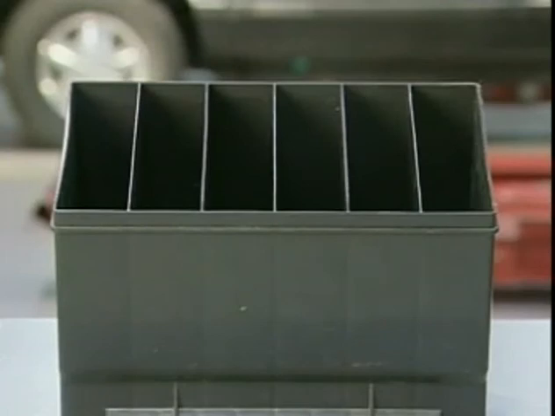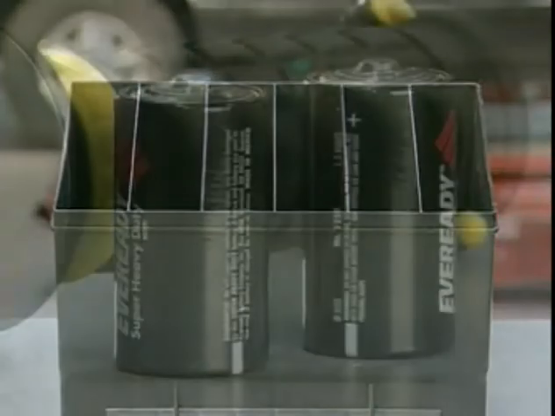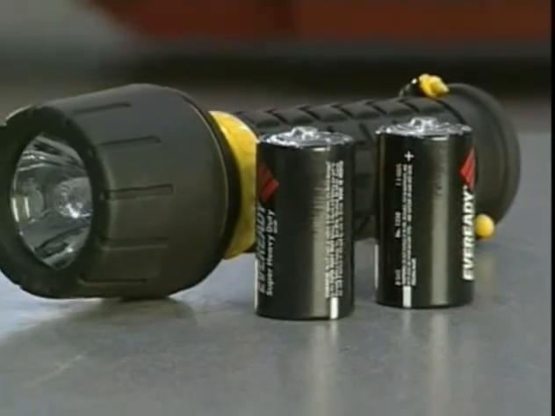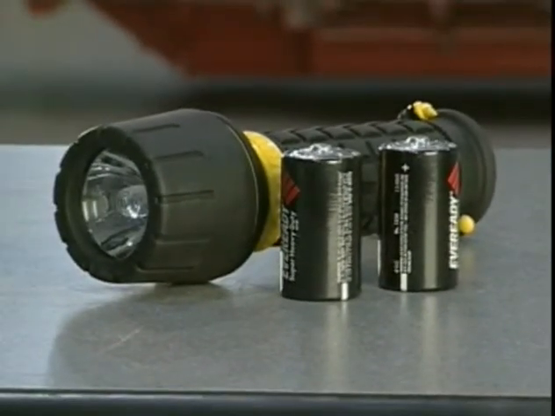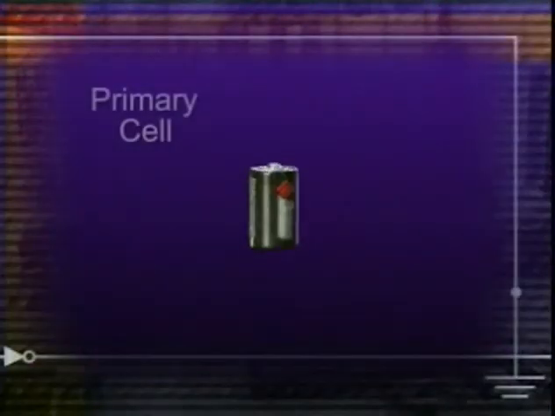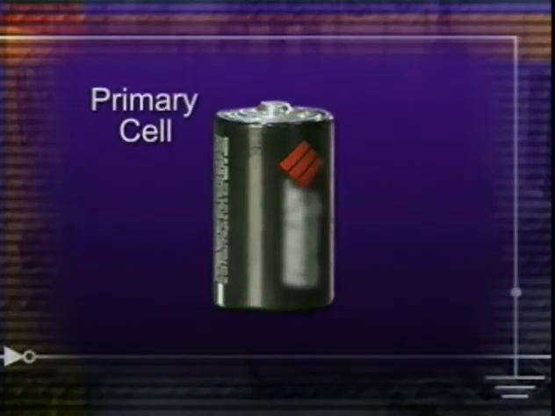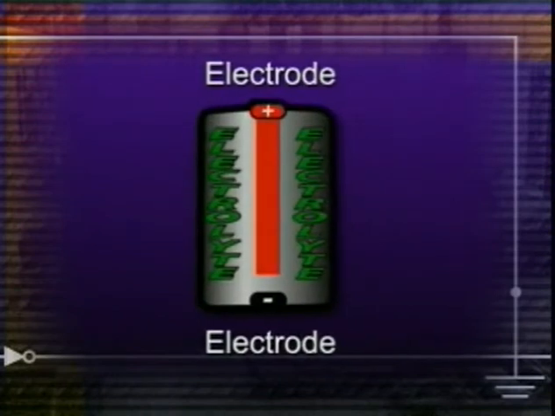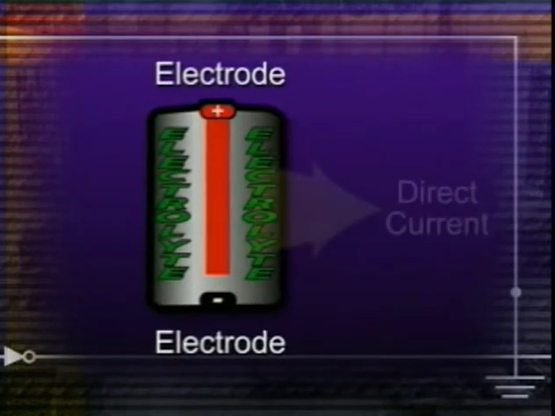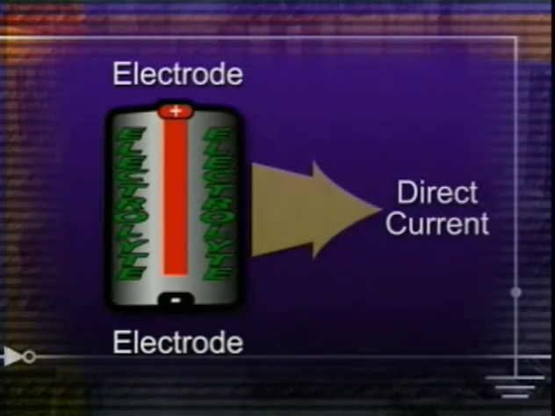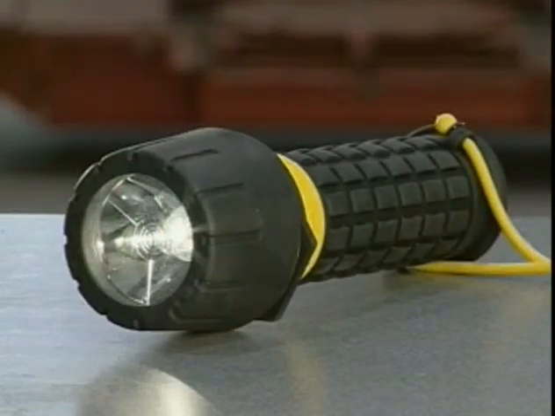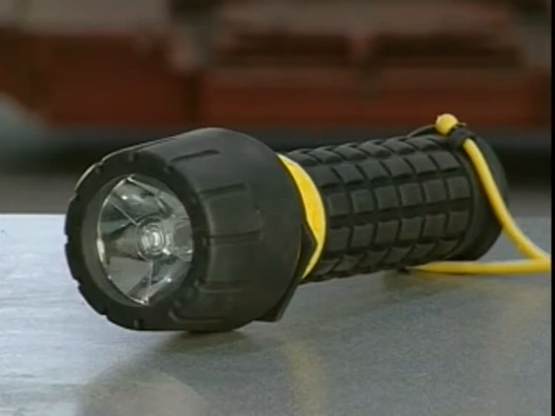Let's take a look at how batteries are classified. The simplest type of cell is called the primary cell. Primary cells are used in devices like flashlights. In this unit, two different conducting materials called electrodes are placed in a chemical solution called the electrolyte. A chemical reaction between the electrodes and the electrolyte slowly eats away at the electrodes, producing a direct current as a result of the chemical reaction. When the electrode is almost completely consumed, the reaction stops. No more current is produced, and the battery is dead.